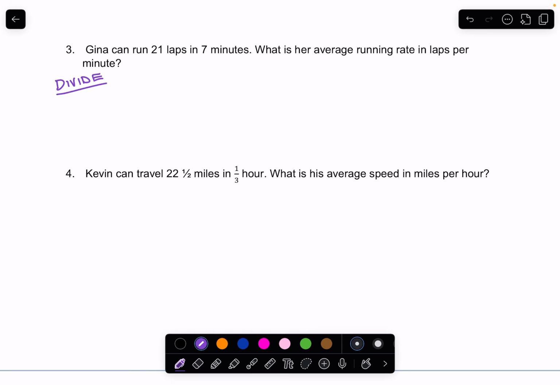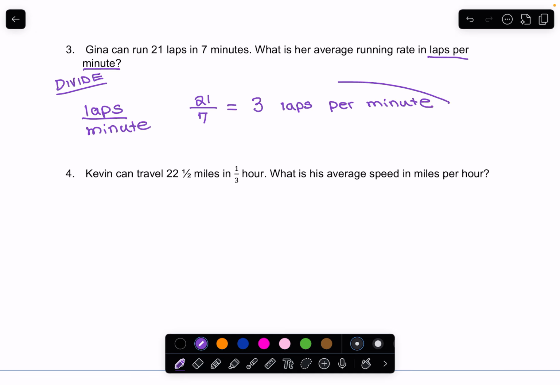We're asked for number three, what is the average running rate in laps per minute? So laps comes first, minutes come second. When we're calculating, we're taking the number of laps, which is 21, and dividing it by the number of minutes, which is 7, to give us 3 laps per minute. And that's all we have to do for speed questions: you're just dividing and making sure that you're doing the distance first and then the time.